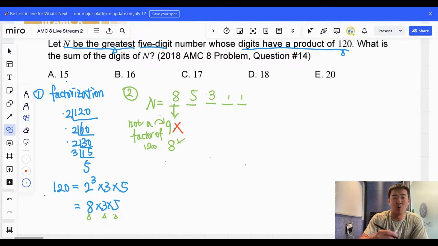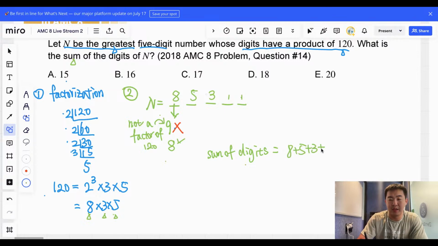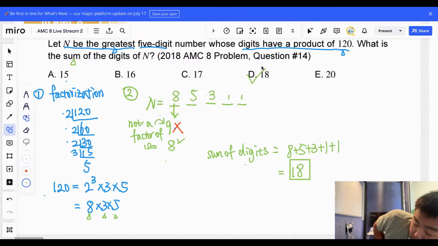And the question is, what is the sum of the digits of n? That should be easy because for sum of digits, it's just adding up the 5 numbers we have, which is 8 plus 5 plus 3 plus 1 plus 1. So that's basically 18, okay? Okay, very good. So 18 should be our answer, and that's option D.